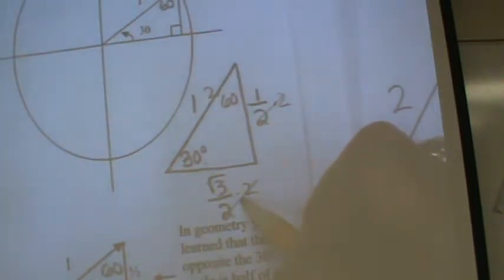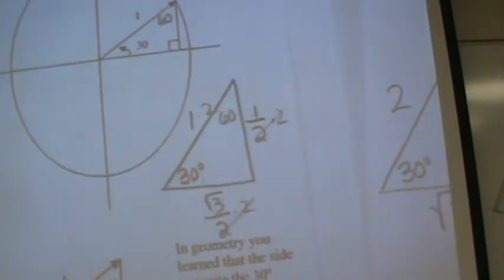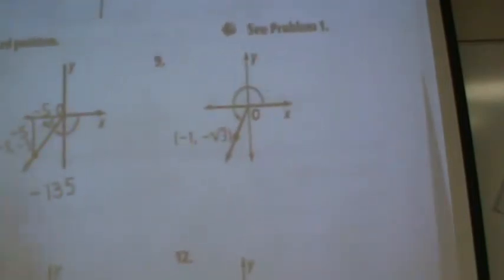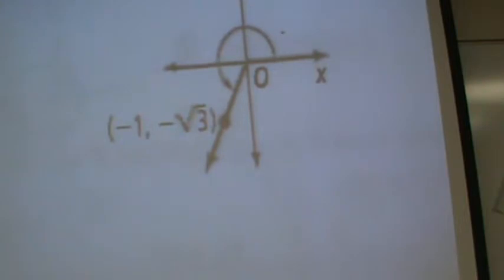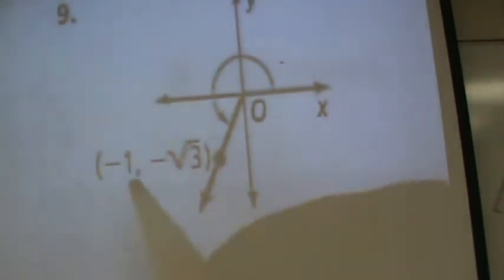Does that help you? If you drew it differently, they look really close on the one you drew. It looks like the 30 and the 60 should be flipped. Yeah, like the triangle that you just drew. Oh, because I didn't draw it to scale? Okay. Well, look at number 9. They give you -1, -√3.